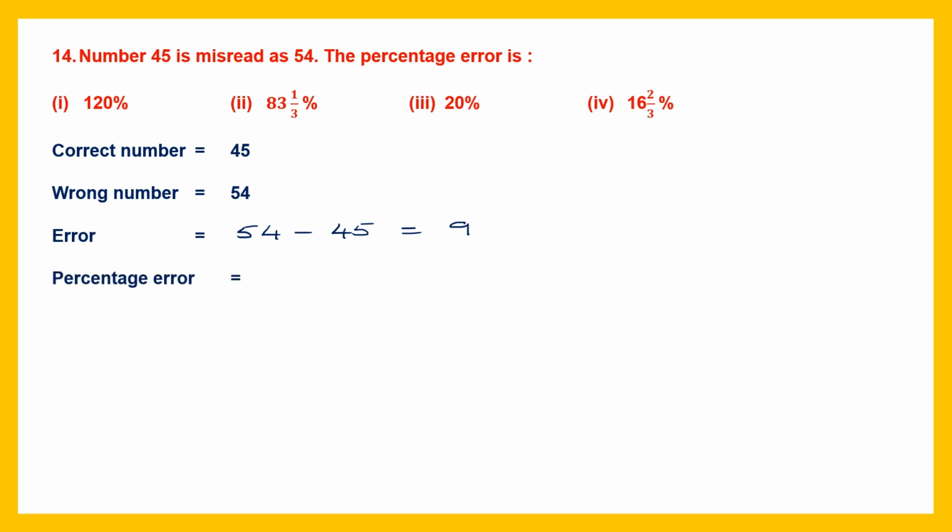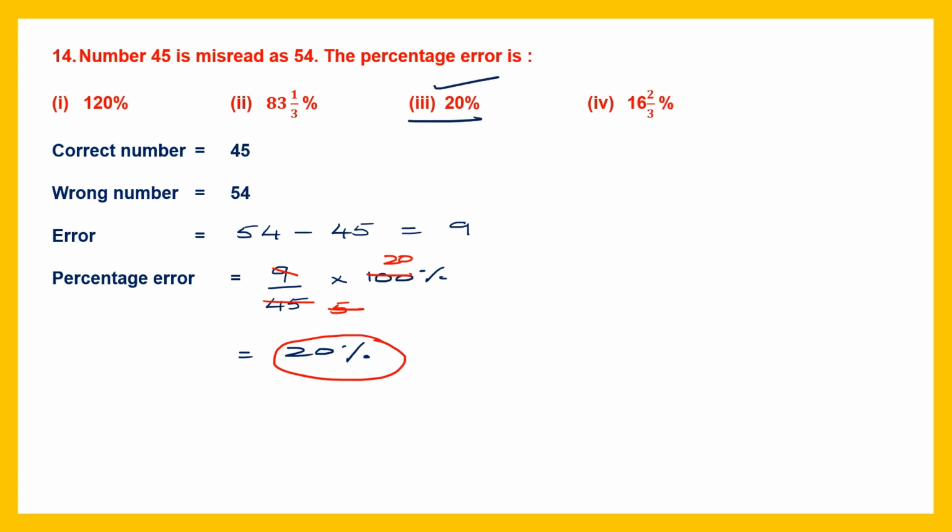So what is the percentage error? That will be 9 by the original number, which is the correct number, into 100%, because we're finding percentage. Now here let's cancel. We can cancel 9 and 45. 9 fives are 45, and we can also cancel 5 and 100. 5 into 20 is 100. So the percentage error is 20%, and that is option 3. So 20% is option 3, and this is our answer.